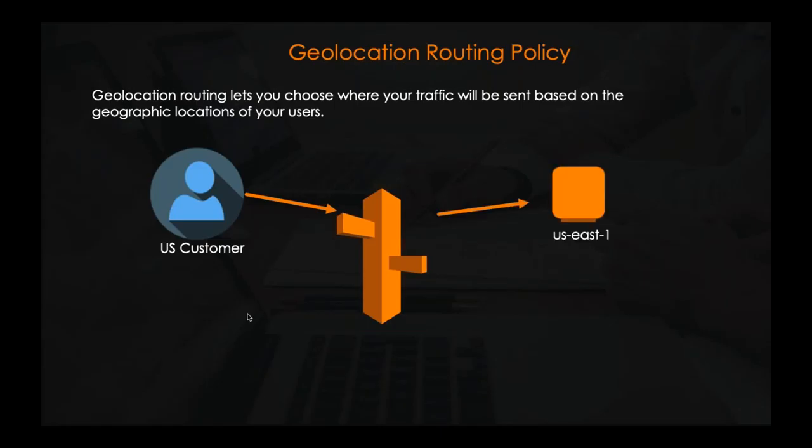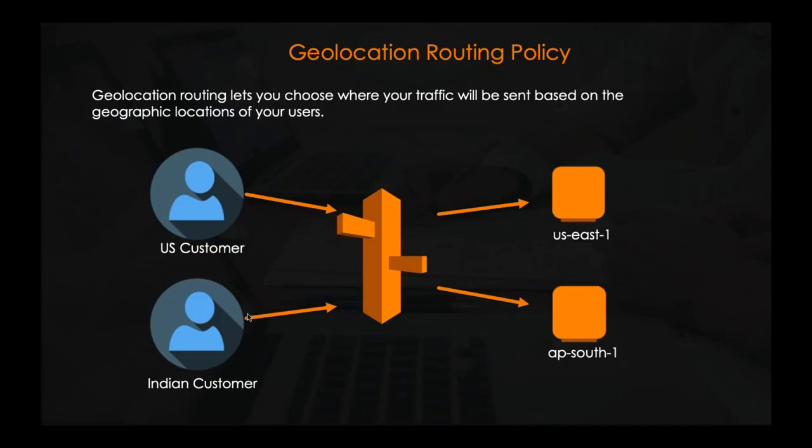And then finally, we have geolocation routing policy. A geolocation routing policy lets you choose where your traffic will be sent based on the geographic location of the users. That is, let's say there is a US customer. These people can be configured to reach the US infrastructure only. Whereas when an Indian customer reaches your domain, it should be diverted to the Indian infrastructure only. US customers are not allowed to access the Indian infrastructure. Similarly, Indian customers are not allowed to access the US infrastructure. So based on the location of the user, you can configure the infrastructure.